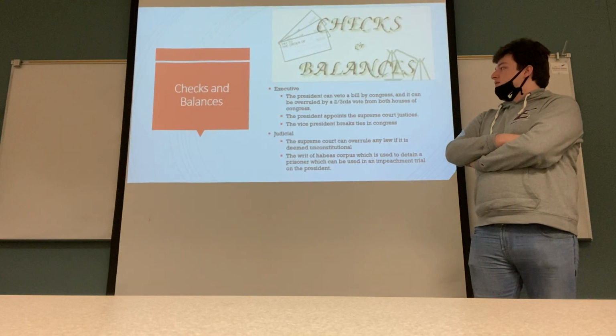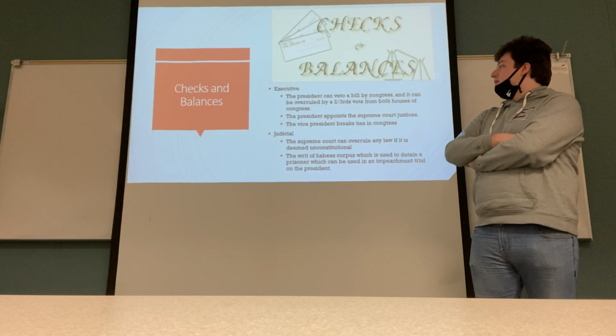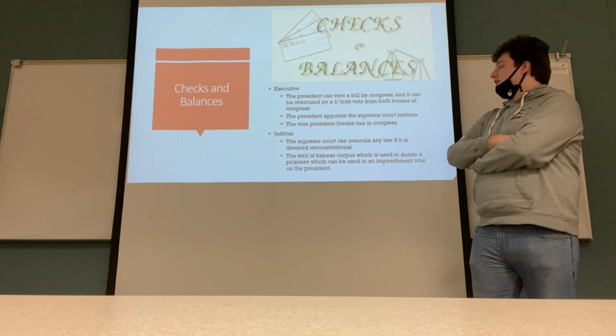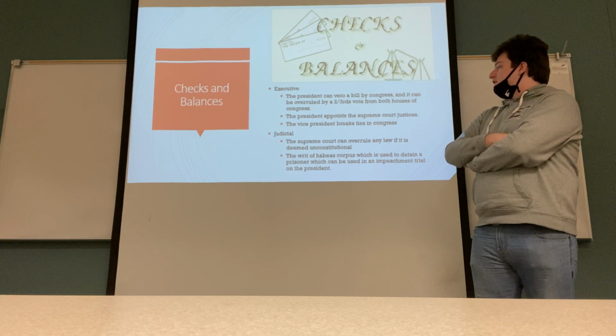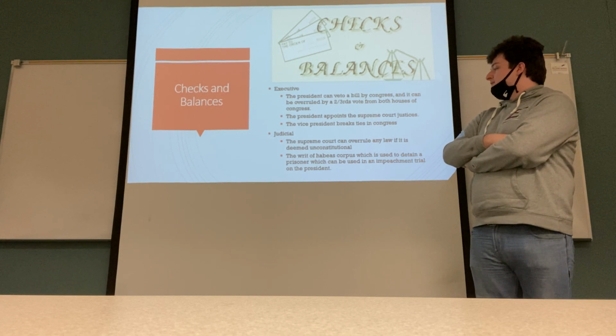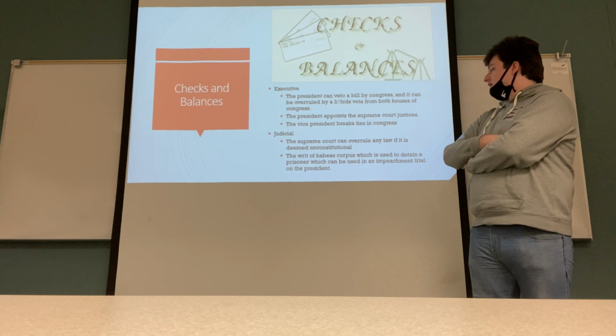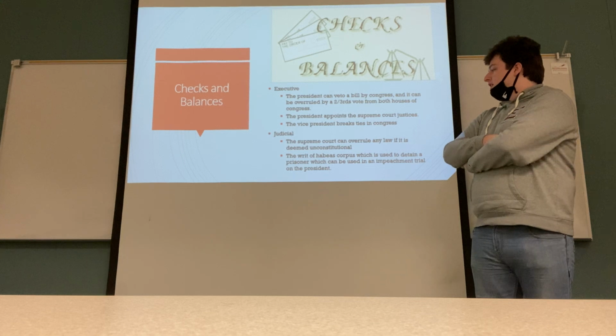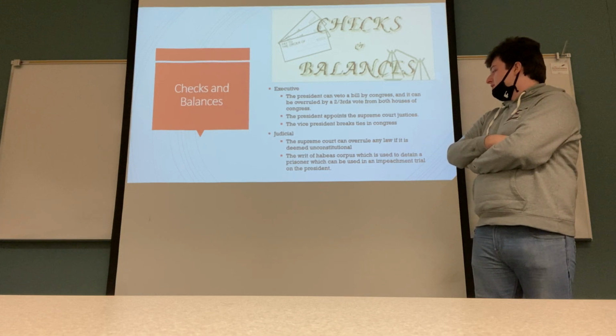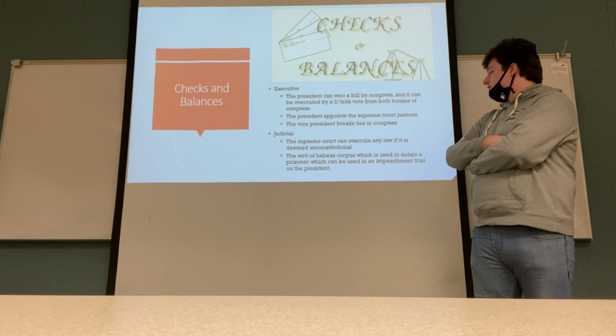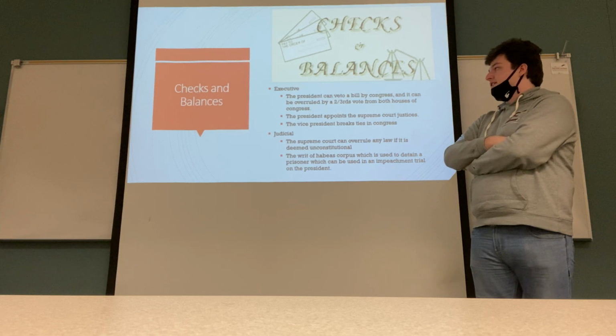Checks and balances. Executive. The president can veto a bill by Congress, and it can still be overruled by a 2/3 vote from both houses of Congress. The president appoints the Supreme Court justices. The vice president breaks ties in Congress. And the judicial checks and balances are the Supreme Court can overrule any law if it is deemed unconstitutional, and the writ of habeas corpus, which is used to detain a prisoner, which can be used in an impeachment trial on the president.